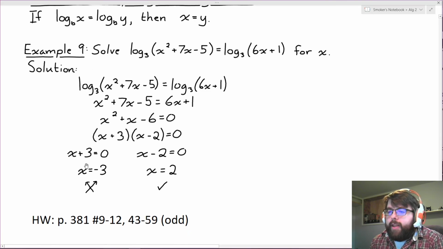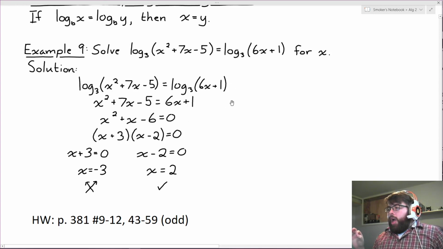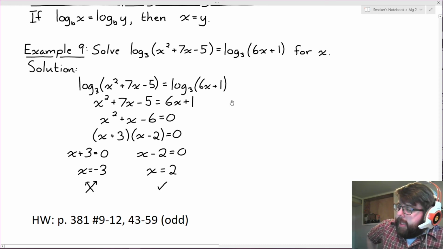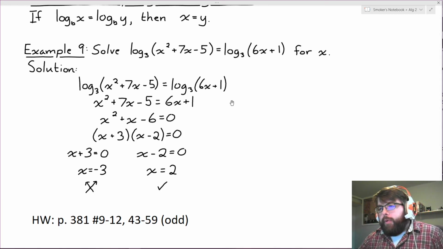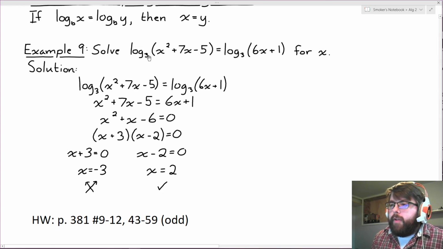So that was a little bit of a tricky ending to that problem, but the point of this problem isn't to do with that part, although it is actually kind of important that you realize that logs won't have negatives inside them. The point of this problem was that if you have a log base 3, or log base b, on both sides and nothing else, you can just drop the log base 3s.